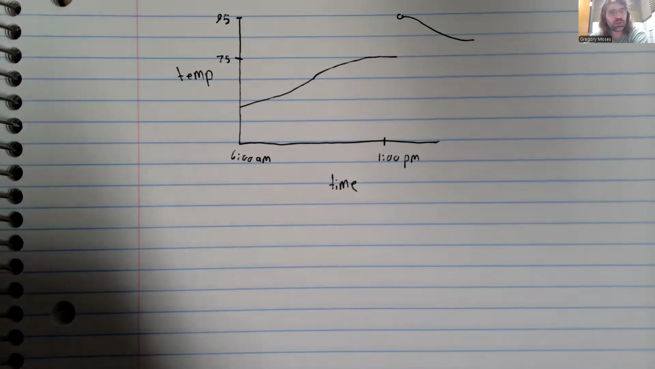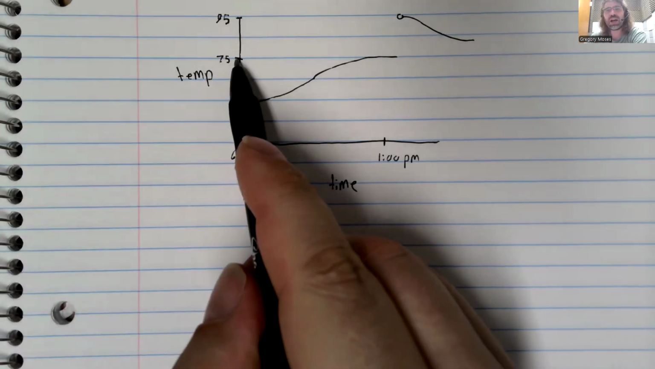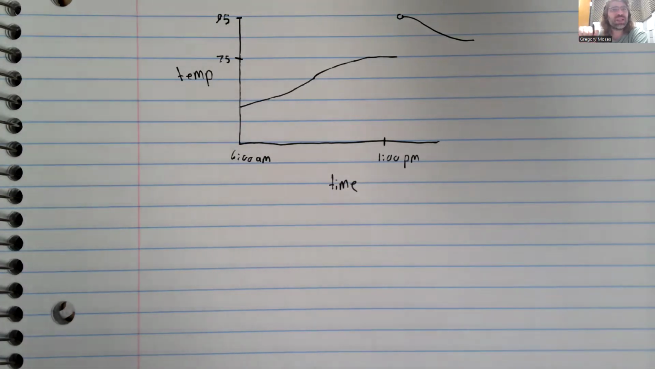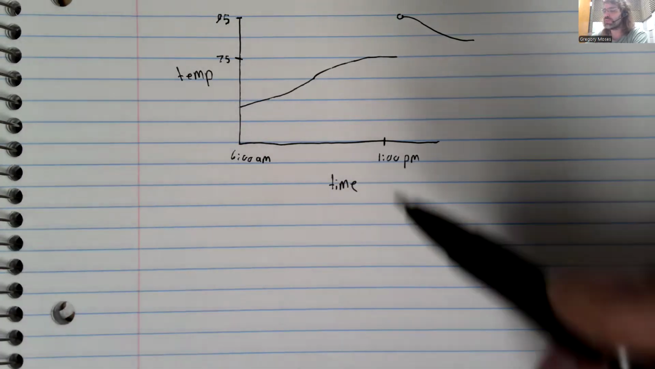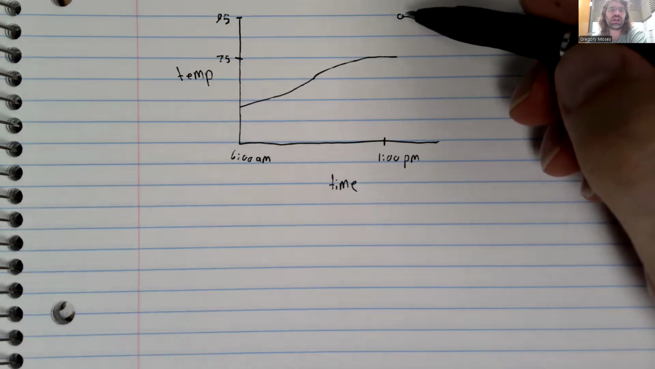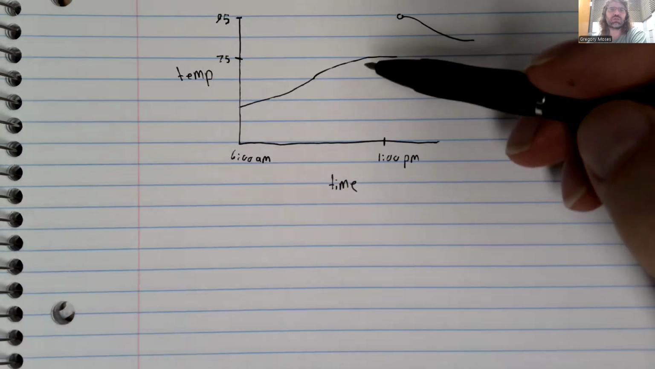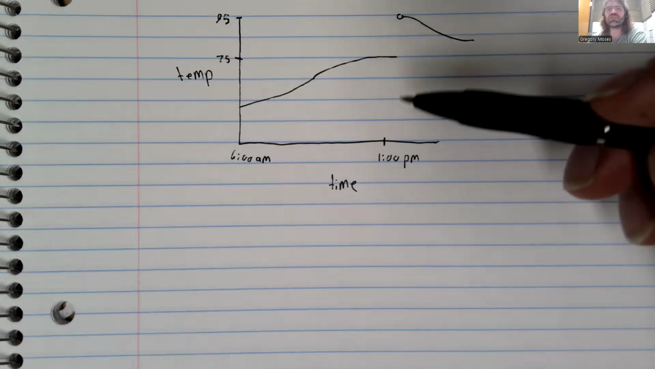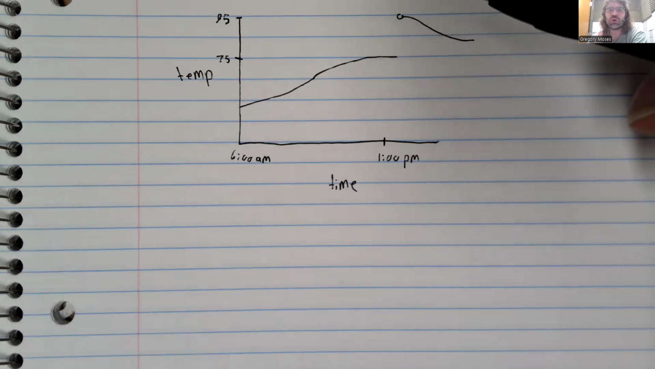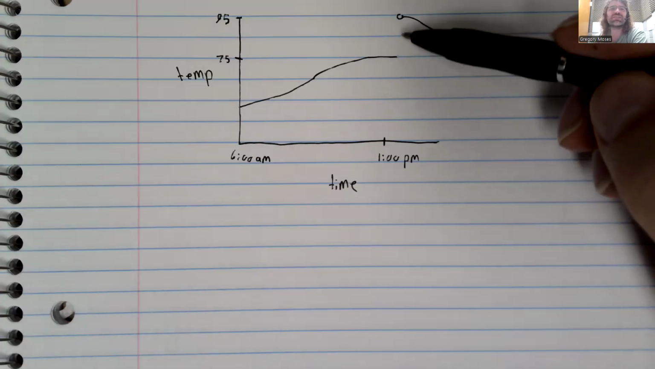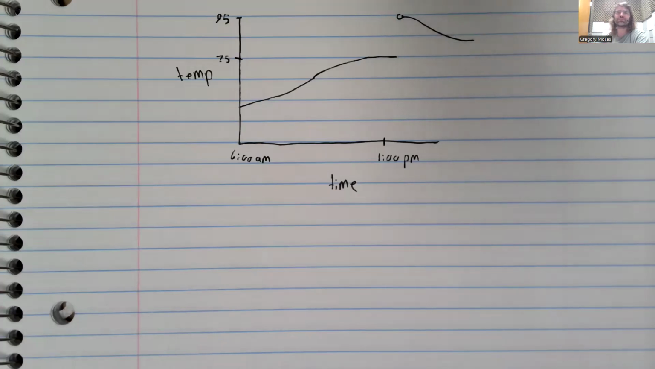0.0000000001 seconds before 1 p.m., it was 75. Then that hand turns over and suddenly it's 95. Well, you'd probably say this is an unrealistic graph. This is not how temperature works in our experience, right? Temperatures can certainly increase quickly or they can drop quickly, but they can't increase like this.